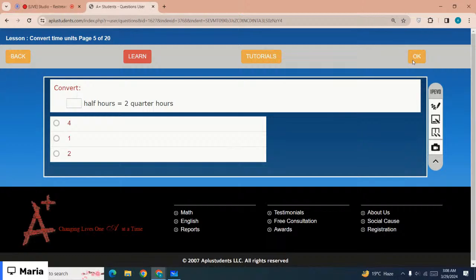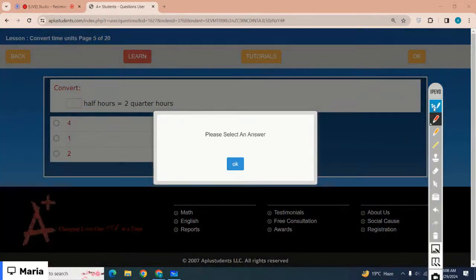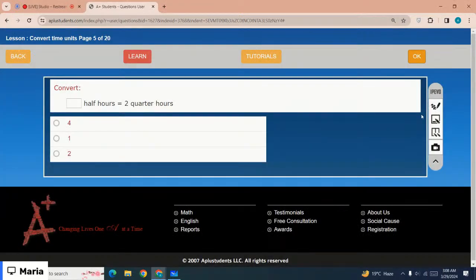Yes, 30 minutes. Basically, quarter hour means 15 minutes, right? So 2 quarter hours means 15 minutes plus 15 minutes. So 15 minutes plus 15 minutes equal 30 minutes, and 30 minutes equal 1 half hour, right?